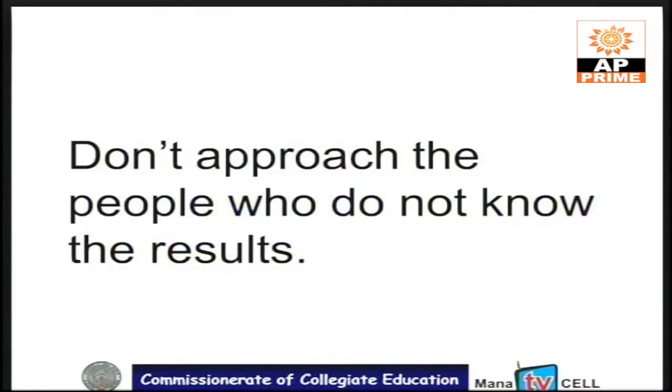So, three categories of people: people who take hasty conclusions, people who think and then make it over-analysis, and people who delay decisions. These three are not to be done. These are the don'ts of decision making. Don't approach the people who do not know the results.